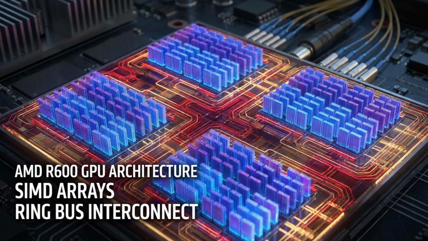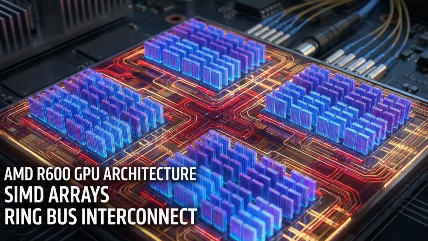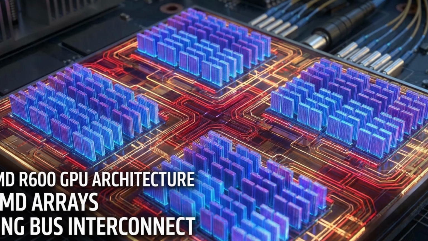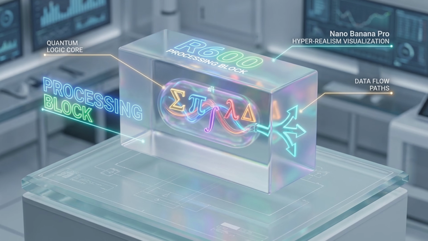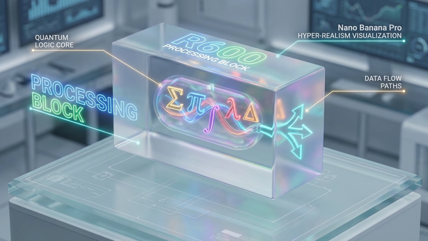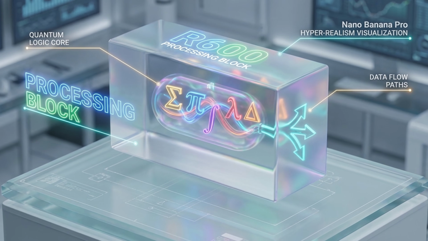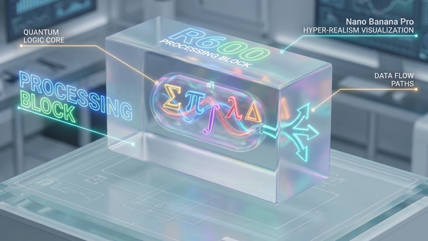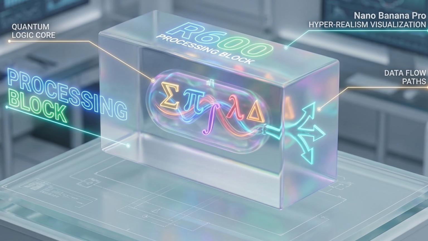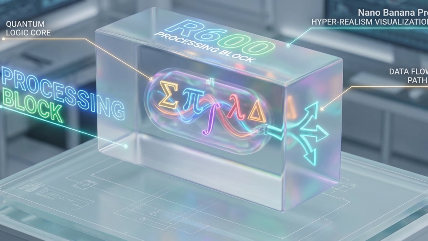AMD's R600 architecture, conversely, employed a complex superscalar design based on very long instruction words. This VLIW design allowed multiple mathematical operations, specifically 5 math calculations and 1 flow control instruction, to be bundled and executed simultaneously within a single processing block.